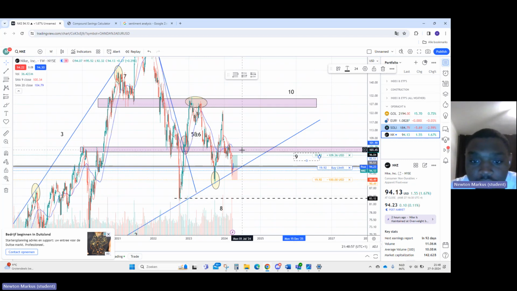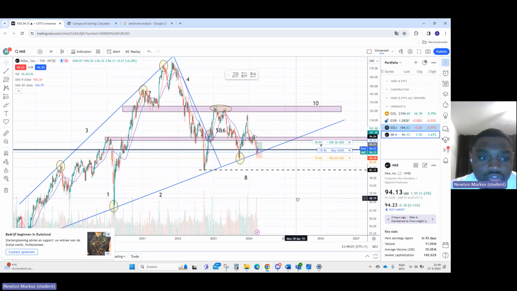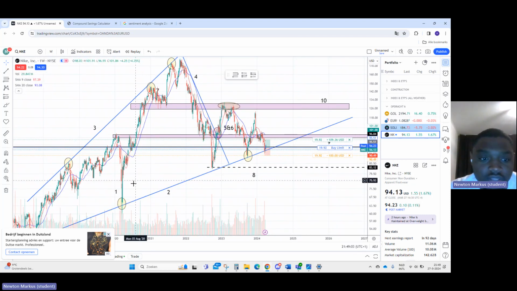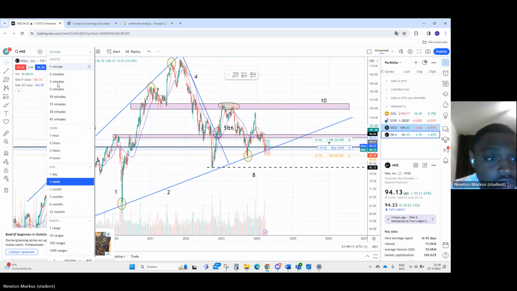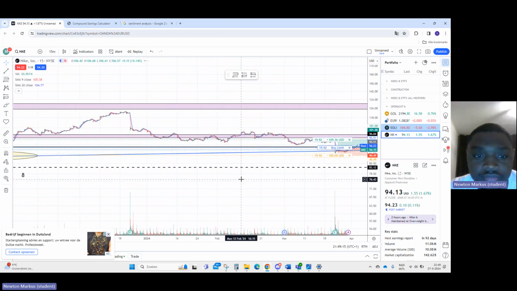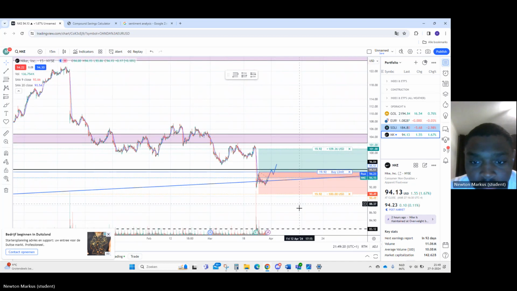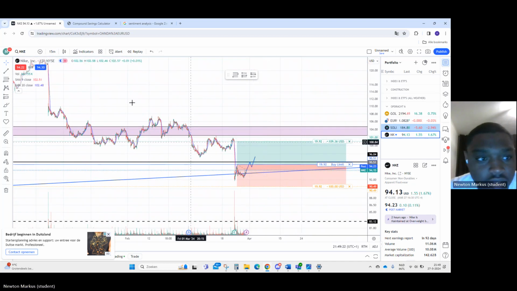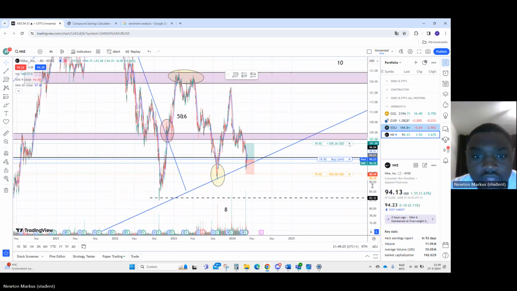And number nine also. Knowing all these confluences and looking at the chart, we can say that price is going up. So I'm looking for a long trade. Now I'm going to the 15-minute chart because this is my execution chart. It's a big jump, but let's go to the 4-hour chart.